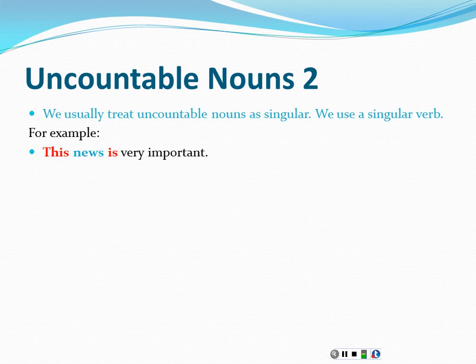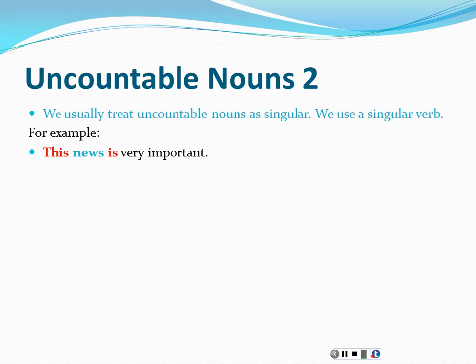Is a singular verb. When we have a group of men, we say these are men. So the verb is for plural. Are is a verb for plural. So when we have an uncountable noun, what do we do? We deal with it, نتعامل مع الاسم الغير المعدود على أنه مفرد.